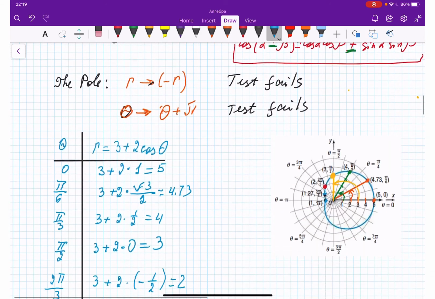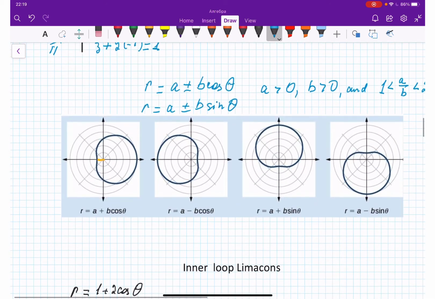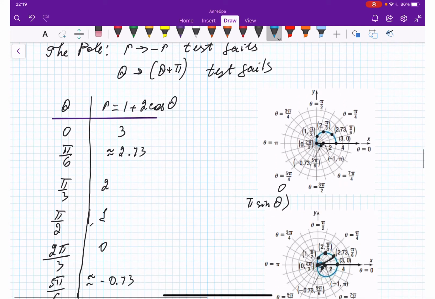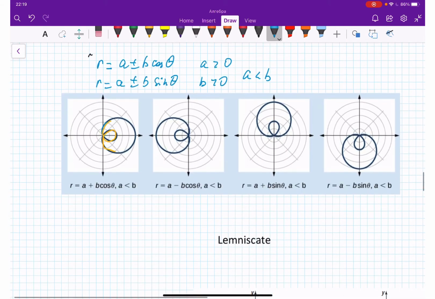Okay, on this one, it's not passing through the pole. Not passing through pole. And here we have passing through the pole twice. Twice passes through pole.